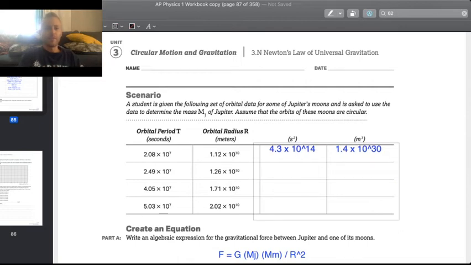So 5.03 times 10 to the 7th. We want to square that. 2.5 times 10 to the 15th. And then 2.02 times 10 to the 10th. Cubed. 8.2 times 10 to the 30th.